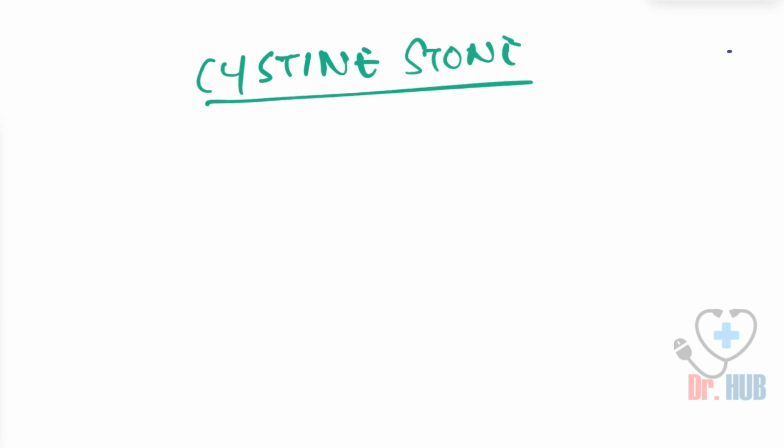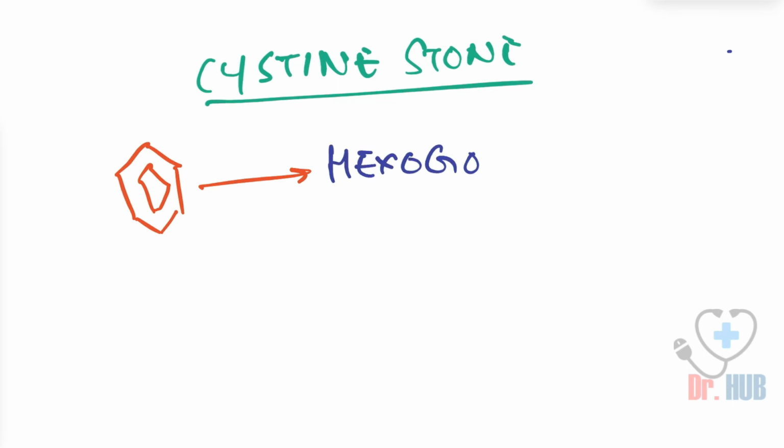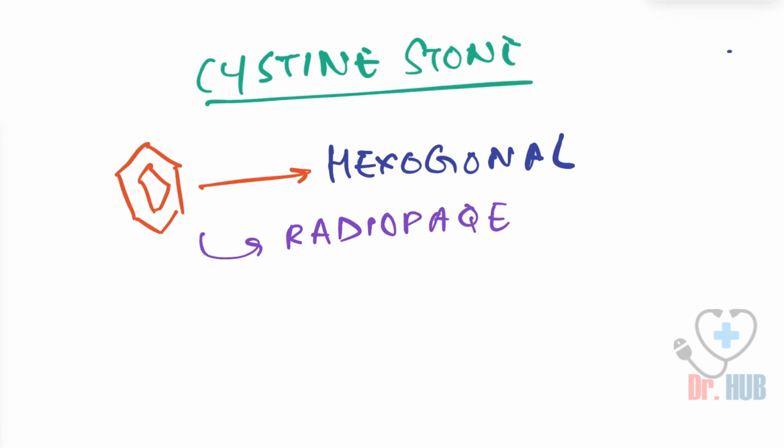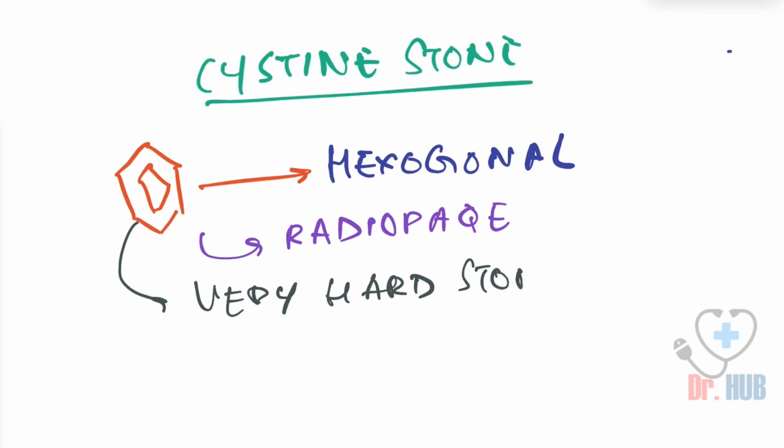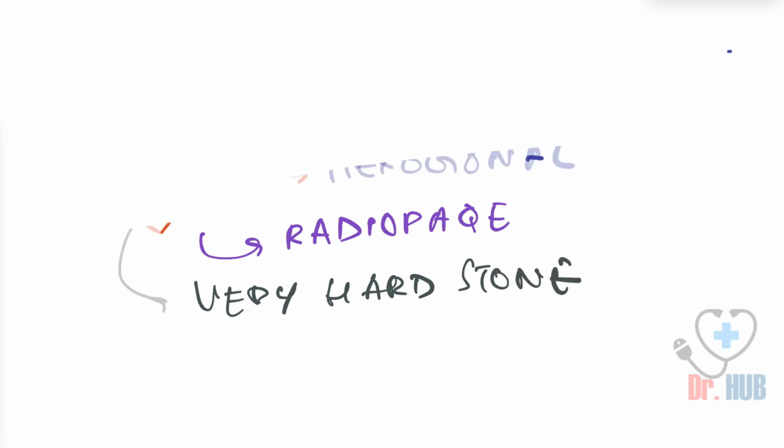Now to answer our questions. The first question we asked was, what are the characteristics of the cystine stones? How was the shape? It was hexagonal. It was also radio opaque, and it is a very hard stone. So these are the points about the cystine stones.